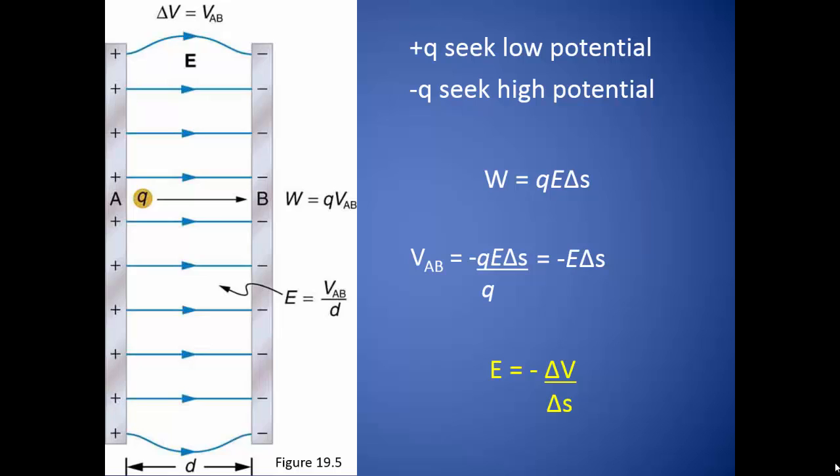The negative sign just tells us that the electric field points in the direction that the potential decreases. So as we move away from the beginning of the electric field, the potential decreases. Electric field then is said to be the gradient or slope of the electric potential.